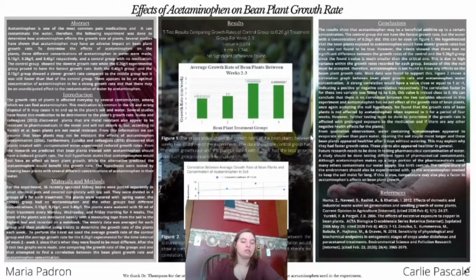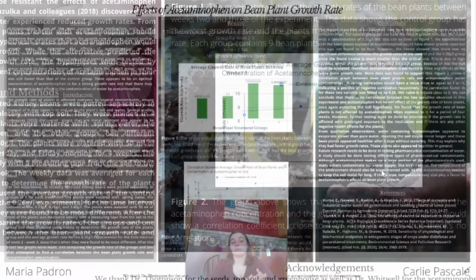Underneath our t-test results, we have our graph that shows the average growth rate of the 9 bean plants for each treatment group. And you can see that the control group, labeled 1, has the lowest growth rate during weeks 2 to 3, and that our third group, the group that was treated with 0.26 grams per liter, experienced the greatest growth rate during this period. Next, my partner Mary is going to go over figure 2 with you, along with the conclusions that we were able to make from our experiment.